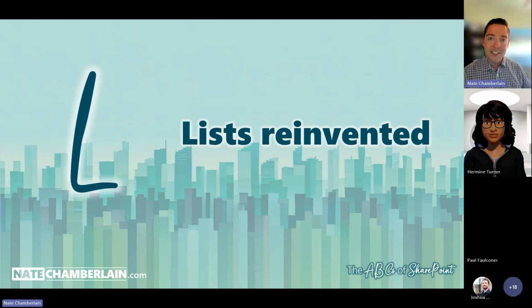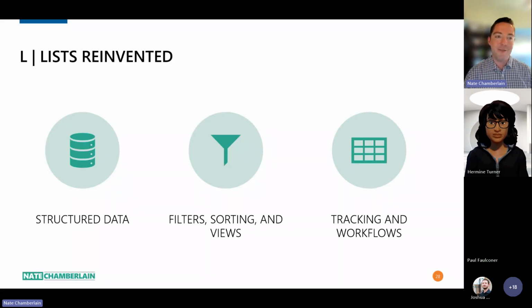All right, list reinvented. We've seen a lot of change in lists since the first edition of this book, so I wanted to call it List Reinvented because there's a lot that it offers now. When I first wrote the book, List was just a part of SharePoint. It wasn't a standalone app. Now List is a standalone app, and you can have personal lists that are stored on your OneDrive, which is a SharePoint site.